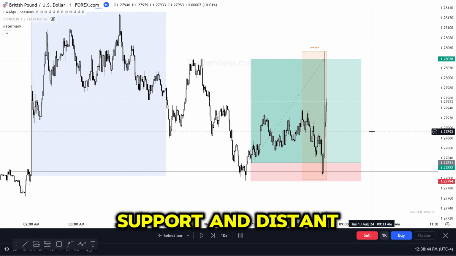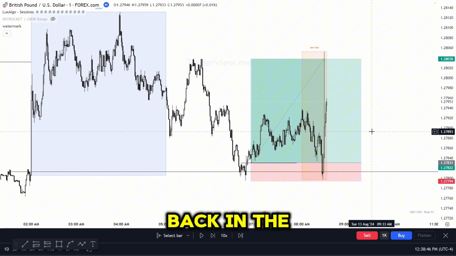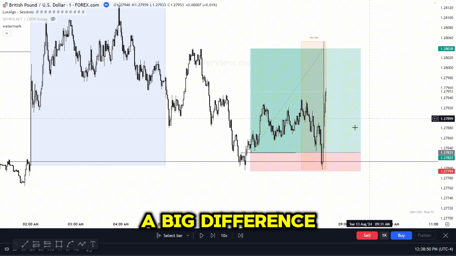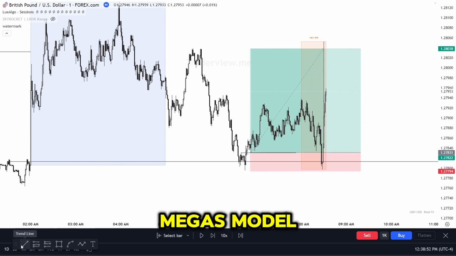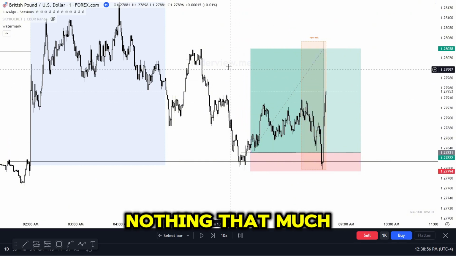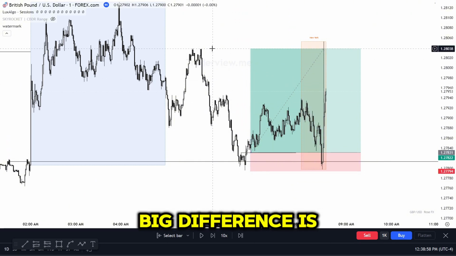I was using support and resistance back in those days, and now actually I can see a big difference using this market makers model. So the same scenario applies to the market makers sell model. There's not that much of a big difference there.